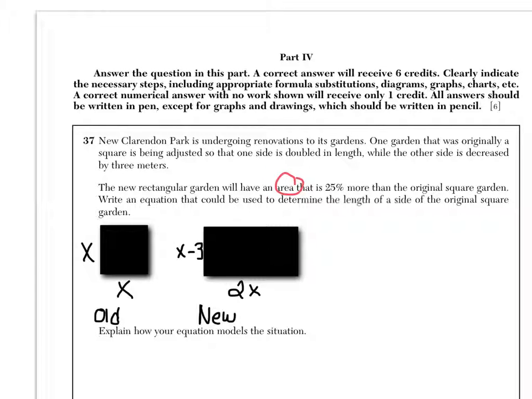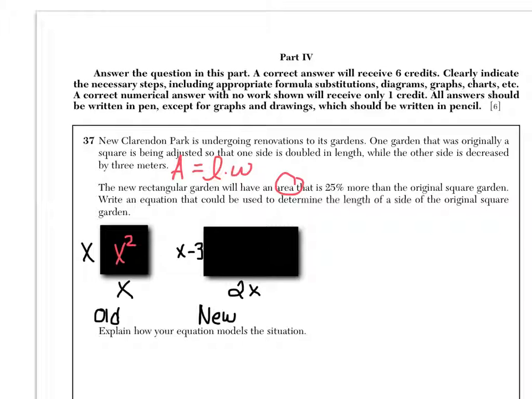Well, wait a minute. It didn't talk anything about area yet, so maybe we want to go ahead and find the area. The area would be length times width. Remember, this is the formula that we always know. Area is equal to length times width. So x times x would be x squared.